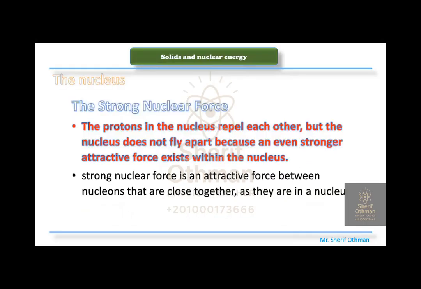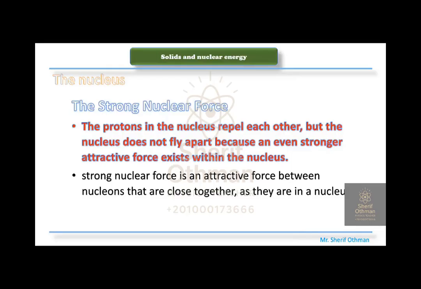What is the strong nuclear force? As we said, guys, particles with the same charge repel each other, which means that protons must repel each other while existing inside the nucleus. The force holding them together must be greater than the repulsion force. This force is called the strong nuclear force.